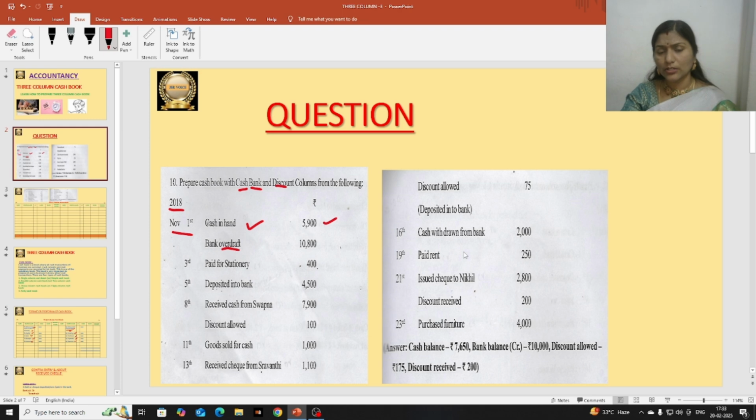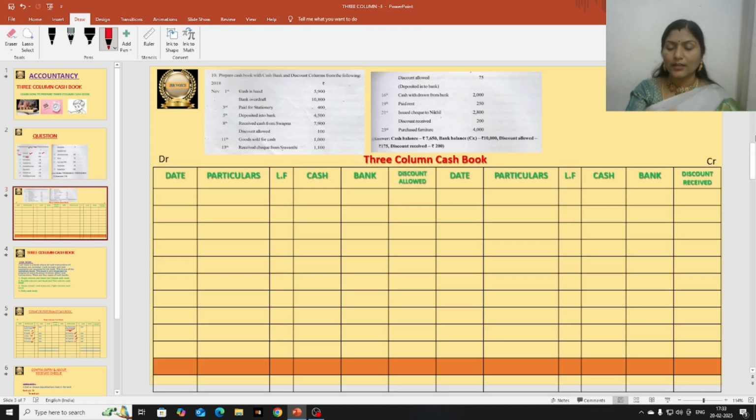So in our question, first, on the opening day, November 1st, cash in hand is given. Bank overdraft is also there. Cash in hand will appear on the debit side. Bank overdraft will appear on the credit side. Let us record that in our solution. So here we have the solution. These columns we should draw whenever we prepare a 3-column cash book. On the above is the question.